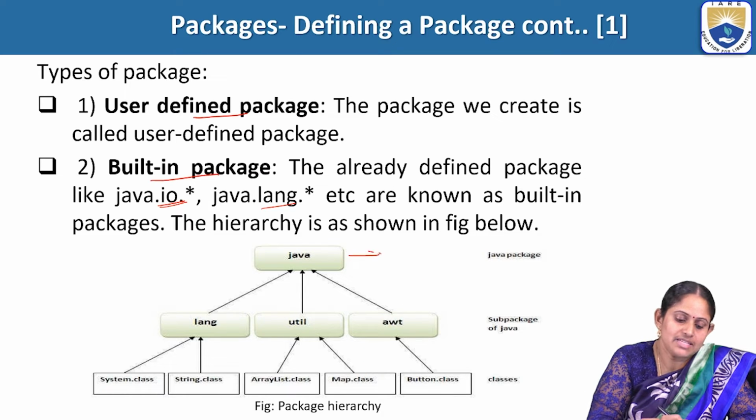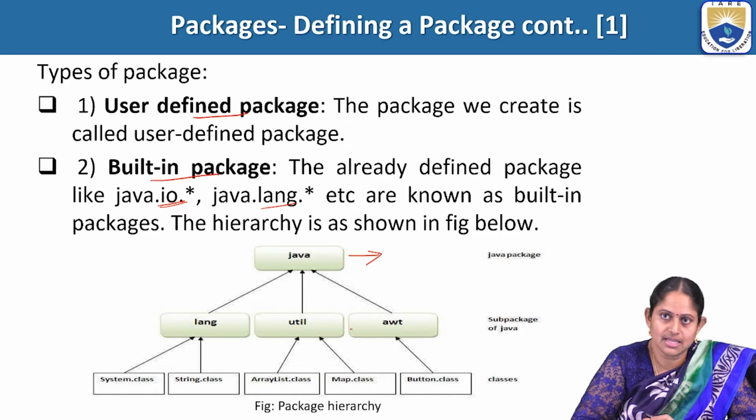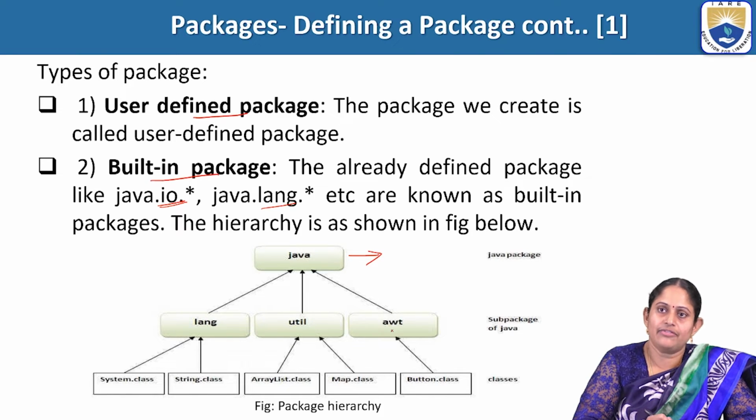On the topmost level, we have the Java package. Inside the Java package, we have lang, util, AWT, IO, etc. Then inside the lang package, we have the System class, String class, and others defined. And inside the util package, we have ArrayList, Map, and others. And inside AWT, we have the classes which are used for GUI programming.